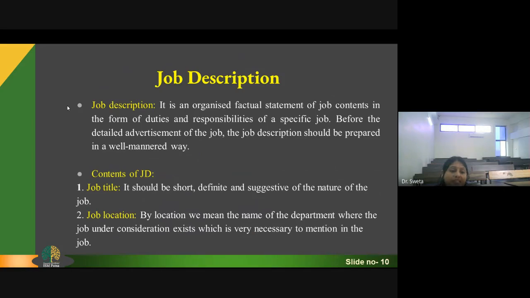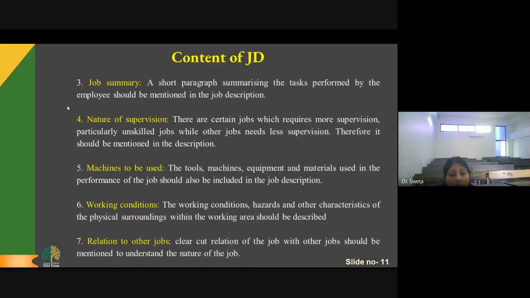So before the detailed advertisement, the job description should be prepared in a well-mannered way. And if we talk about the several contents of job description, meaning what should be mentioned in it, we can have a look at that. Job title should be there. That should be very short, definite, and suggestive of the nature of the job. Job location, that means the name of the department where the job under consideration exists, and that needs to be mentioned in the job description part. Next is job summary, in which a short paragraph summarizing the tasks to be performed by the employee who will be joining the job will be mentioned.